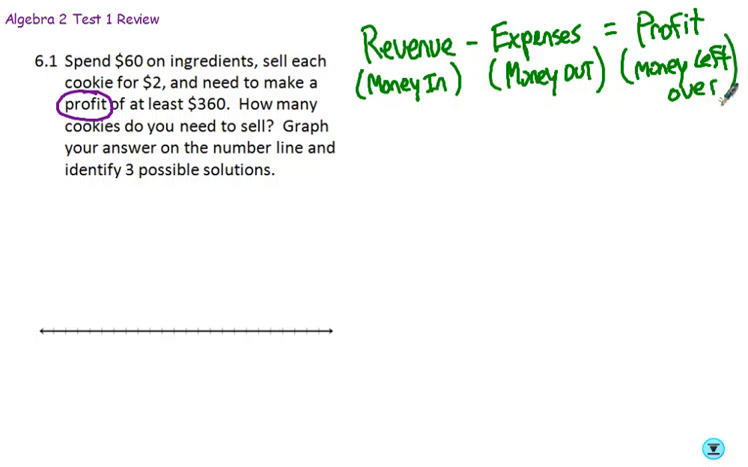Alright, so let's just see that we're clear on this. Revenue, that's the money coming in, minus expenses, the money coming out, and whatever's left over would be our profit. So let's see what our revenue is, maybe our money coming in.